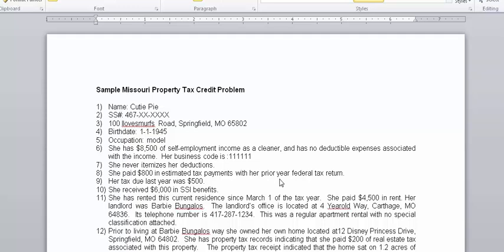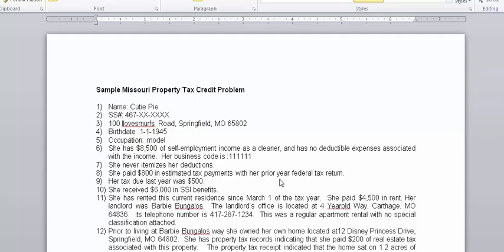The Missouri Property Tax Credit is a credit that is available to Missouri residents who are either very low income and disabled or 65 or older. And we are going to help people file for this credit.